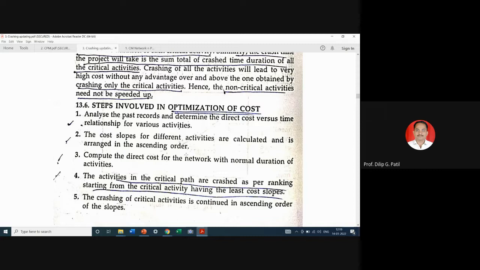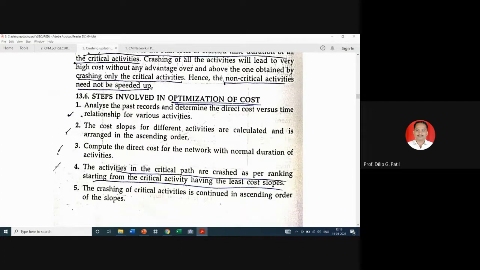So compute direct cost for the network with normal duration of the activities. For normal duration, we first have to find out how much cost is required. All activities should be considered for calculation of direct cost or project cost with respect to normal duration, because unless and until all activities are completed, you cannot consider that the project is completed. But for crashing, we will be considering only selected activities.